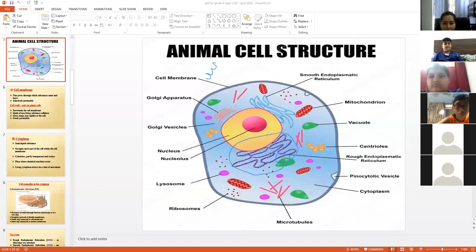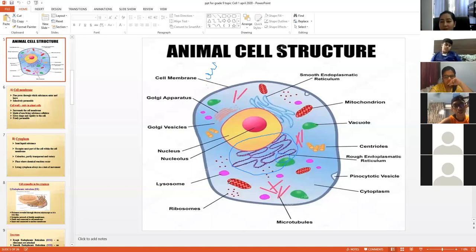Ma'am, is there a difference in the function of smooth and rough endoplasmic reticulum? Yes. In the smooth endoplasmic reticulum, children, there are no ribosomes attached to it. So, they will not be the site. No, ma'am, but what is the difference in function?